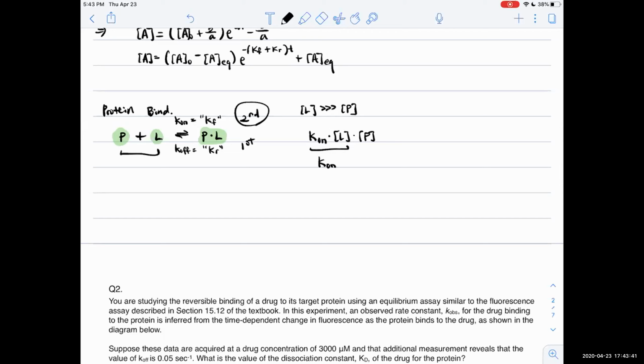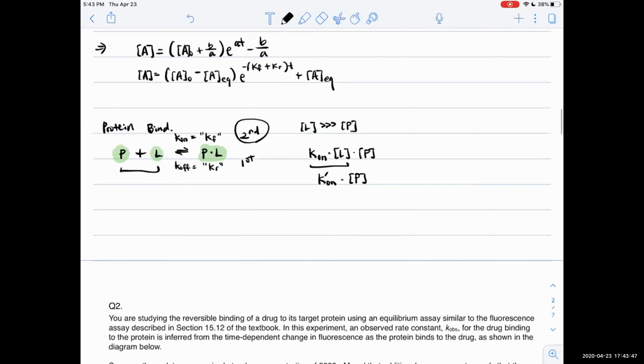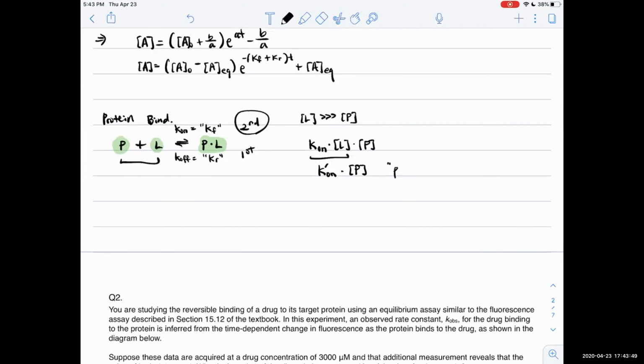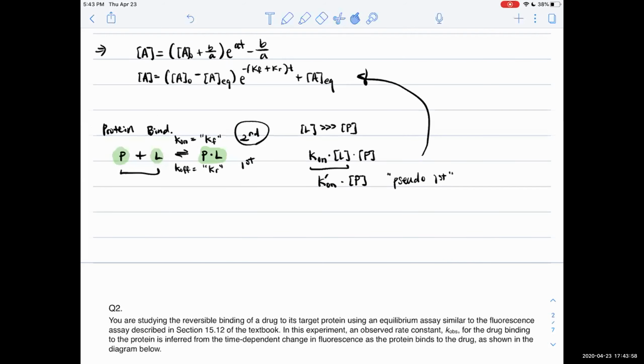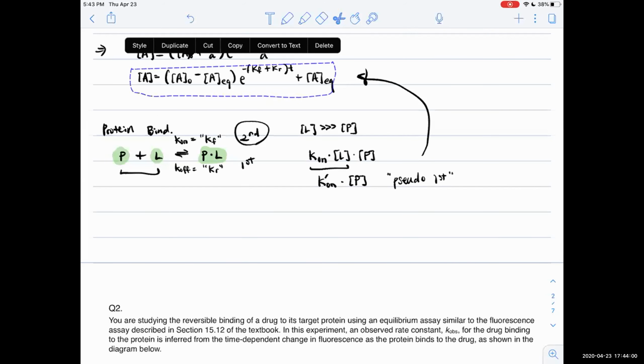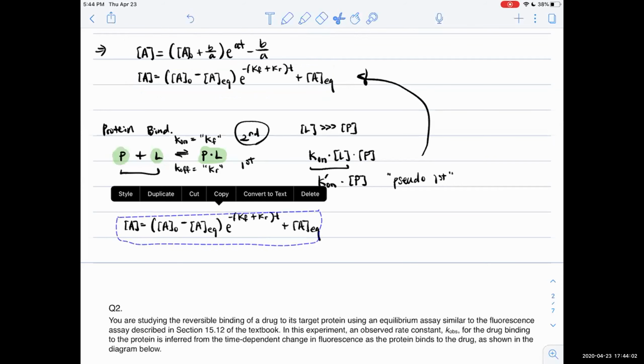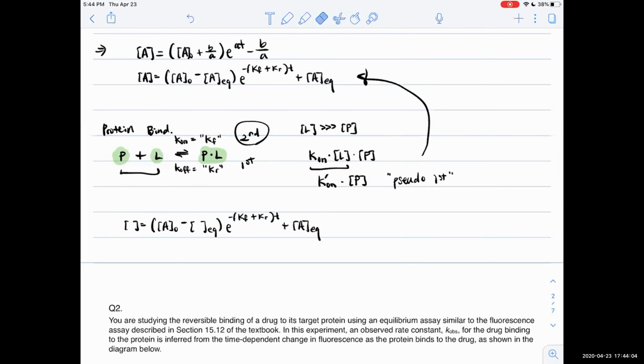So we're going to rewrite this as K on prime, and it's going to be K on times the concentration of ligand. So therefore it's going to be pseudo first order. And because we know this is a pseudo first order, we can use this formula now. So let me just rewrite this formula with the correct names here.